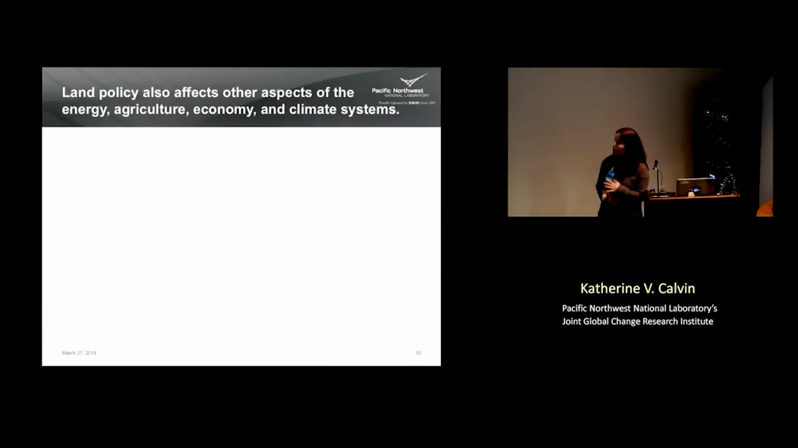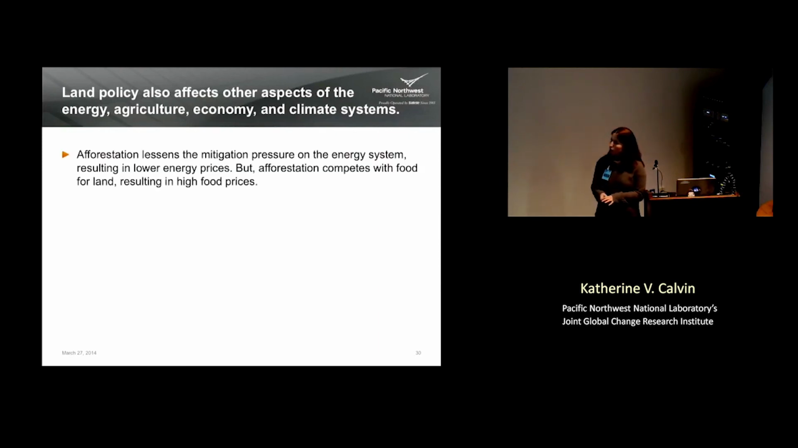And so you're going to see some feedbacks there. That's the other part of what we do: look not just at how this is playing out on the land surface, but what does this mean for other parts of the economy, energy, agriculture, and other variables. The thing you'll notice is that afforestation is going to lessen the mitigation pressure on the energy system, so you have lower energy prices, but this afforestation is going to compete with food for land. So it's crowding out some of your agricultural production, and so you get really high food prices.